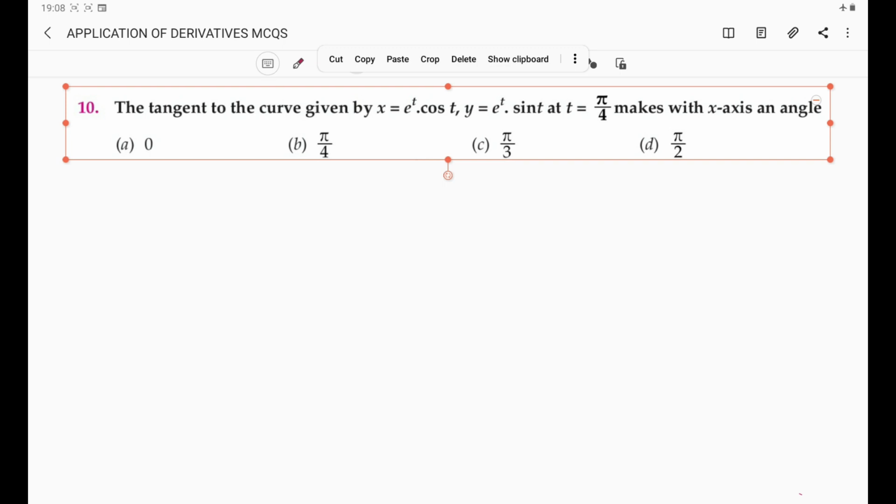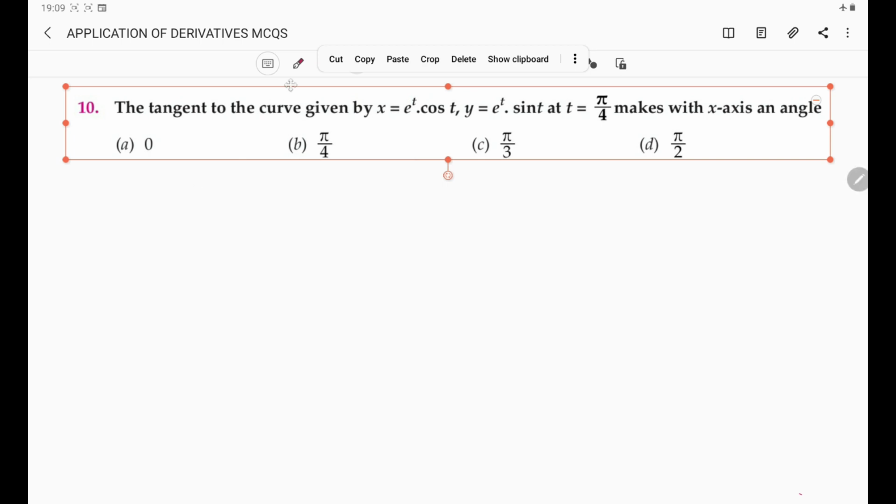Question number 10. The tangent to the curve given by x equal to e to the power of t cos t, y is equal to e to the power of t sin t at t equal to pi by 4 makes with the x axis an angle. So here the tangent at the point t equal to pi by 4 to the curve, which is given in parametric form, should make an angle with the x axis. The angle made with the x axis is given by tan theta, which is nothing but the slope. If we find tan theta, then theta becomes the angle which the tangent makes with the x axis. So let's see how to find this.